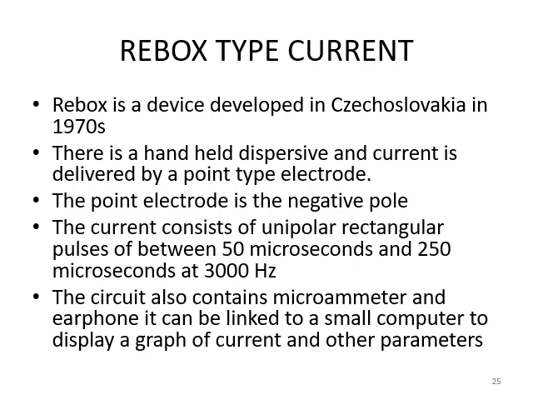The next and final type of electrical stimulation is REBOX type current. The REBOX is a device which was developed in Czechoslovakia in the 1970s. It has a handheld dispersive electrode. The current is delivered by a point type electrode. The point electrode is the negative pole. The current consists of unipolar rectangular pulses ranging between 50 microseconds and 250 microseconds. The frequency of the current is 3000 Hz.